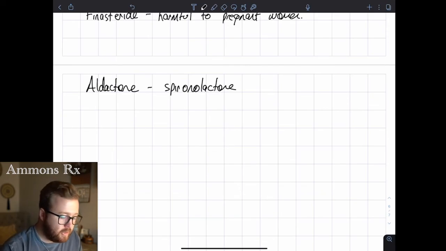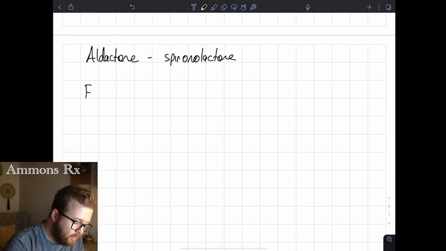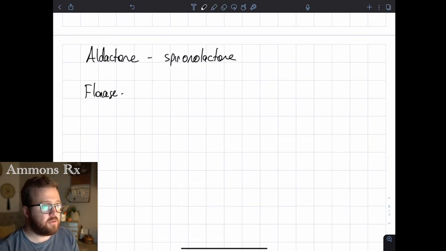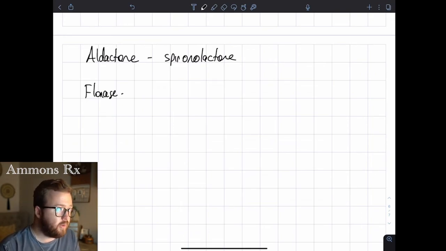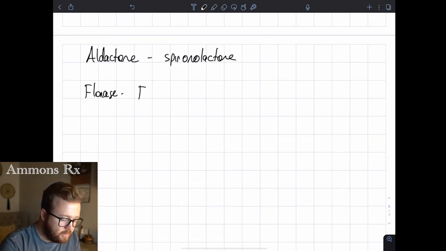What is the generic of Flonase? And many of you have seen this because you may have used it yourself for allergies. This is going to be fluticasone. Fluticasone nasal spray.